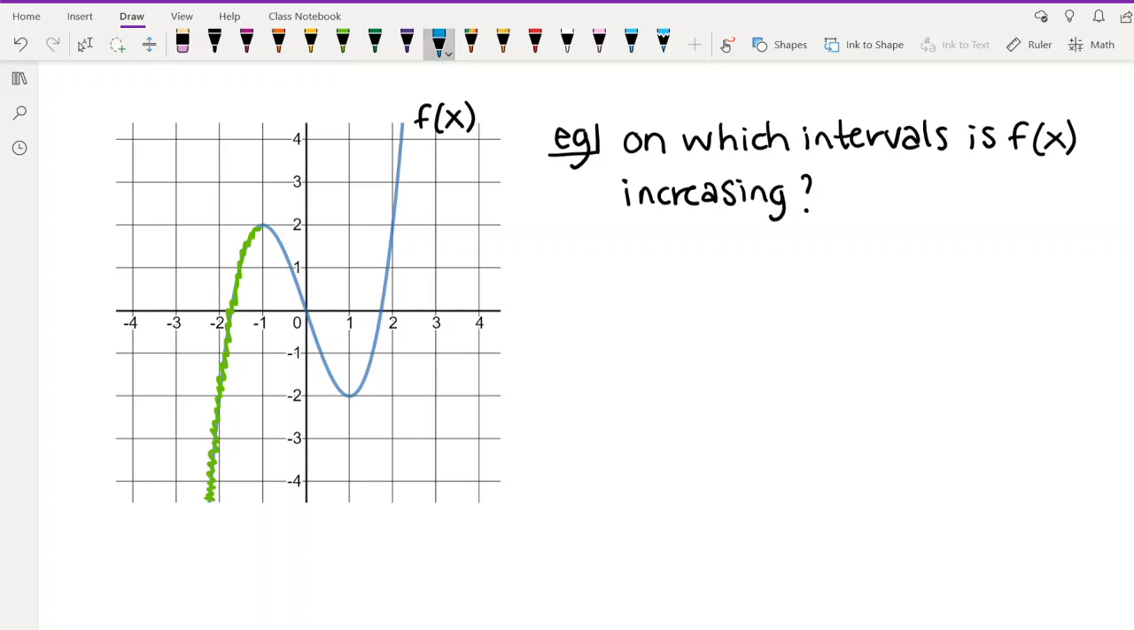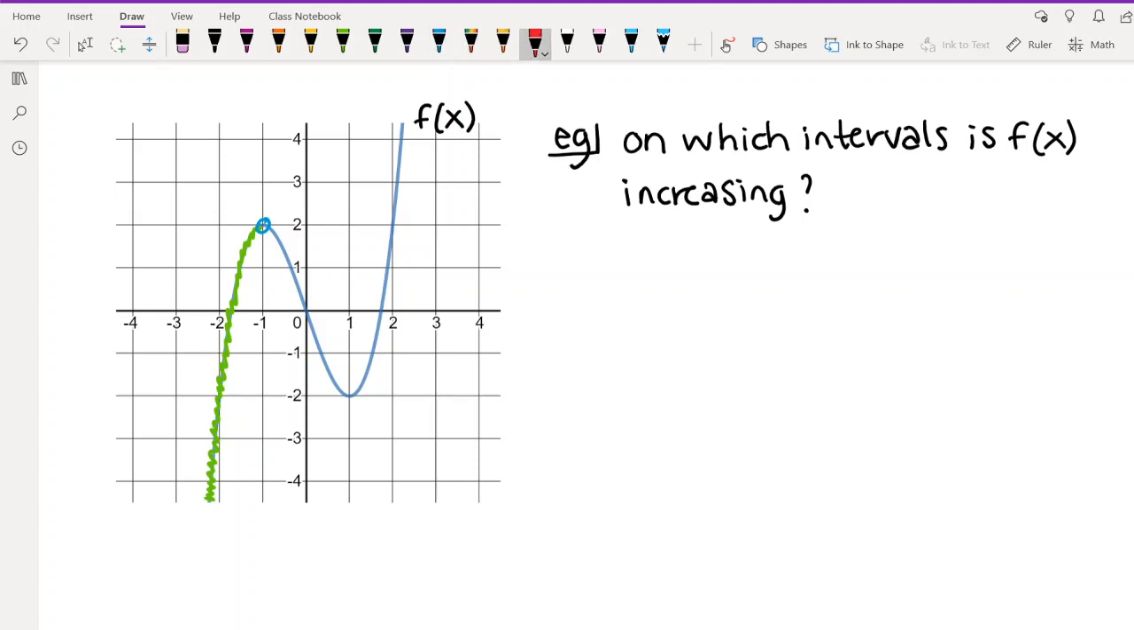Now, notice that at x is equal to -1, the graph flattens out. And so I'm going to put an open circle here. That's not meant to suggest that there's no point there. I just want to emphasize the fact that at x is equal to -1, the function is not increasing or decreasing, right? It's flat. And so we want to make sure that when we write down our intervals, we don't include those transition points.